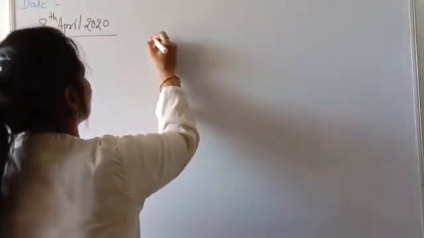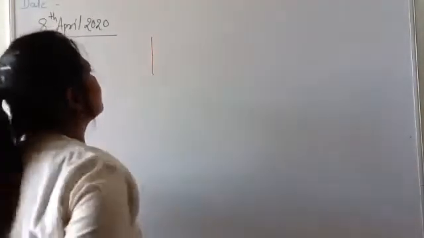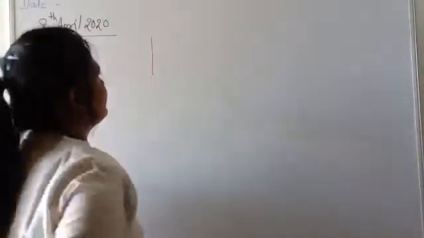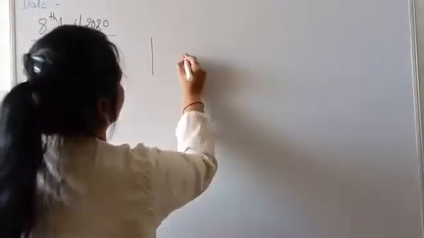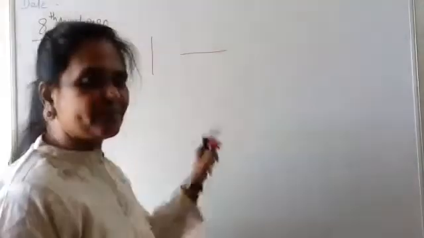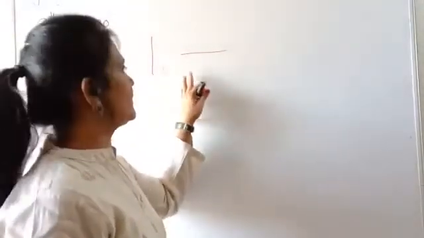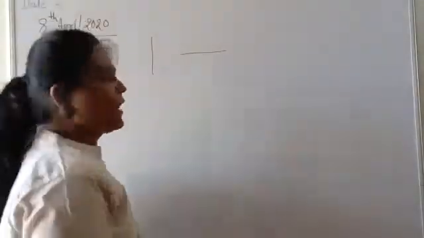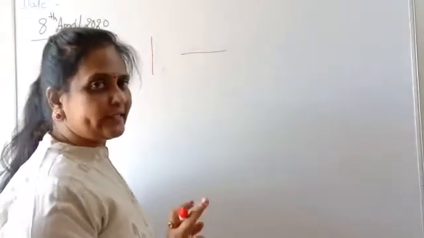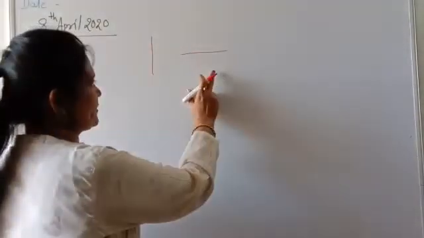I draw a dot. This is standing line. This is sleeping line. Standing line and sleeping line. Now, I will teach you the letters related to the standing and sleeping line.